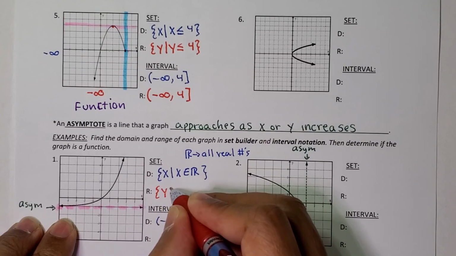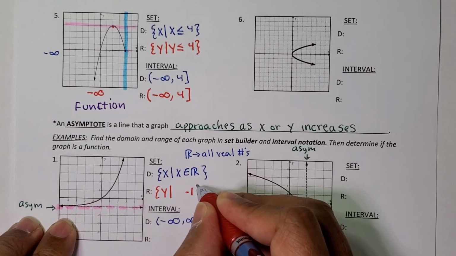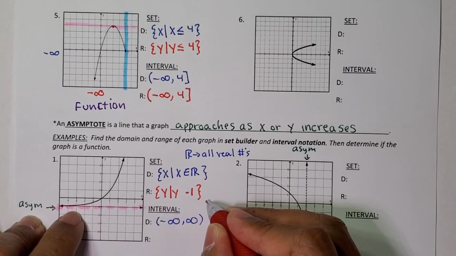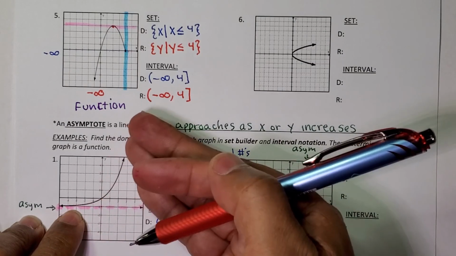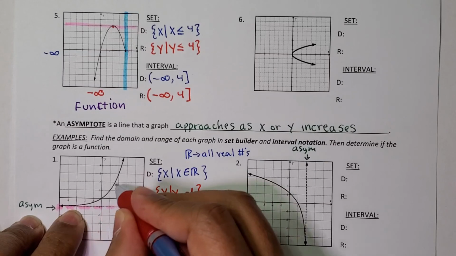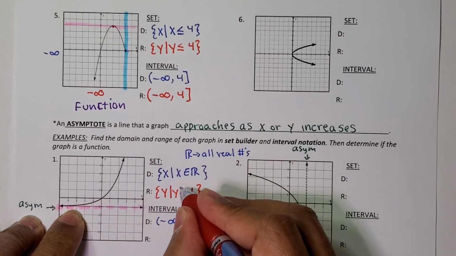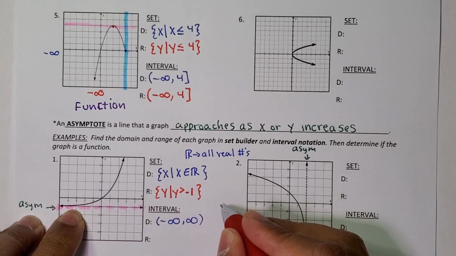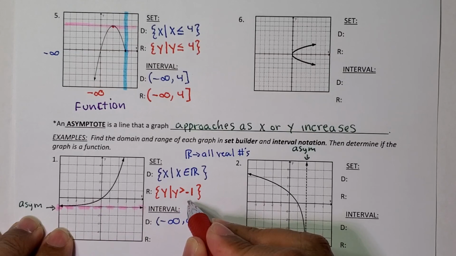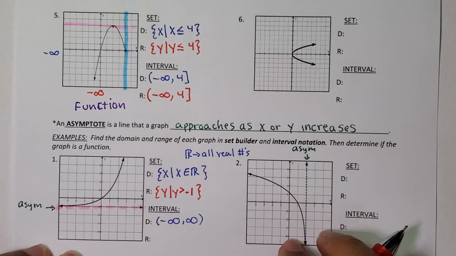So y such that we know we have a -1, but let's see what happens at -1. Okay, so from -1, from bottom to top, y increases, so it's getting bigger, it's becoming a larger number, right? So then we say greater than. Can we say equal to? No, the asymptote doesn't allow for us to say equal to. Okay, so this will be the range in set notation.